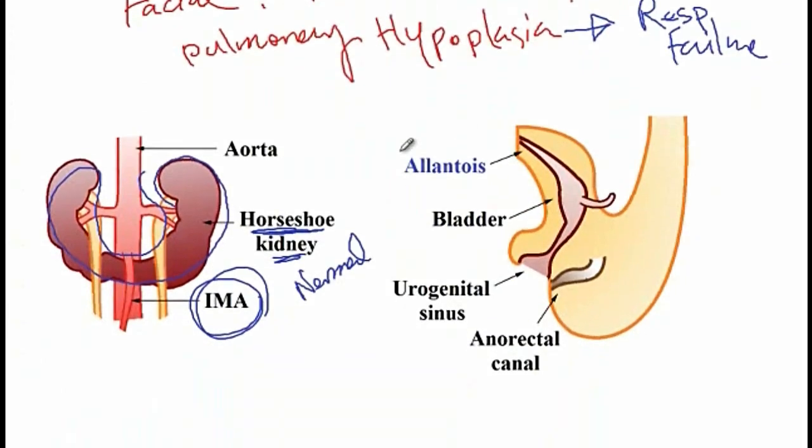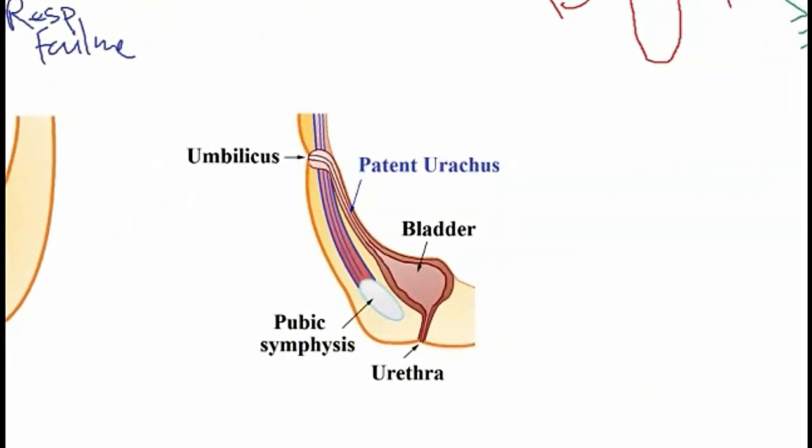And the final condition is patent urachus. So allantois is the structure that handles body waste fluid during the fetal development. Now, if this allantois fails to get obliterated, then what remains of it during adulthood would be a patent urachus. So this is a patent urachus, which is a remnant of allantois. And so you can see that the bladder is connected to the umbilicus, and thus these patients will develop leakage of urine through the umbilicus.